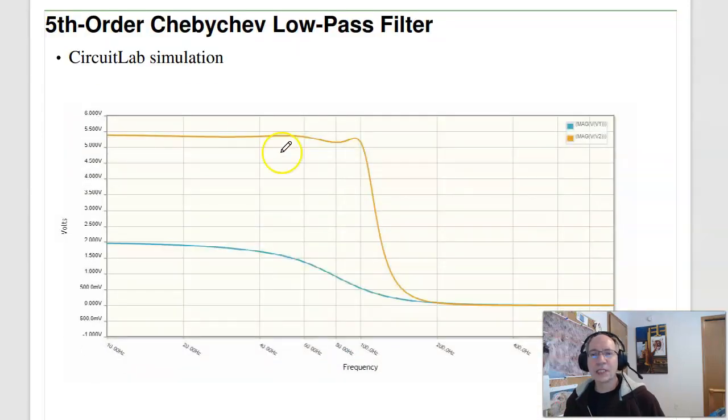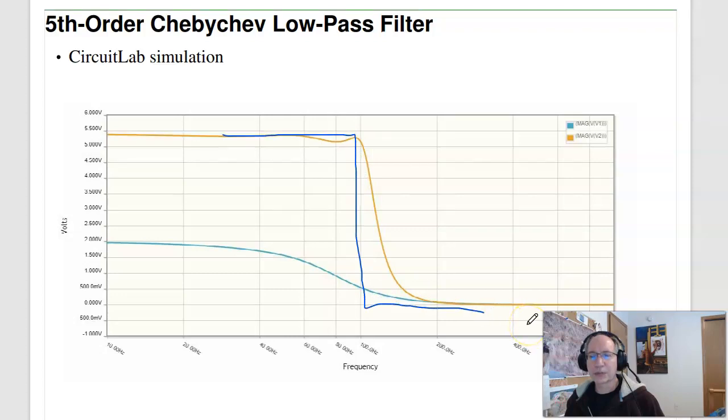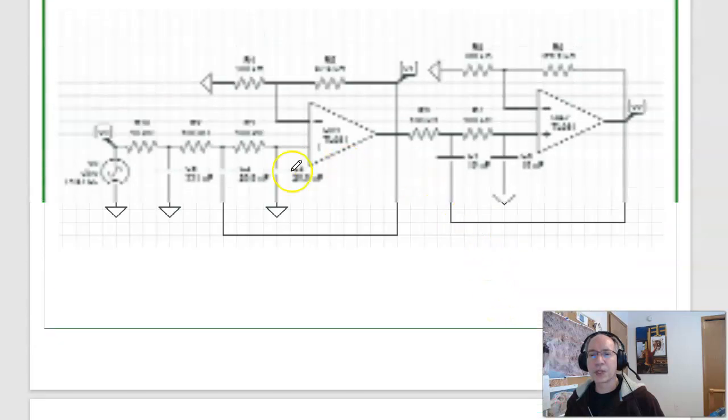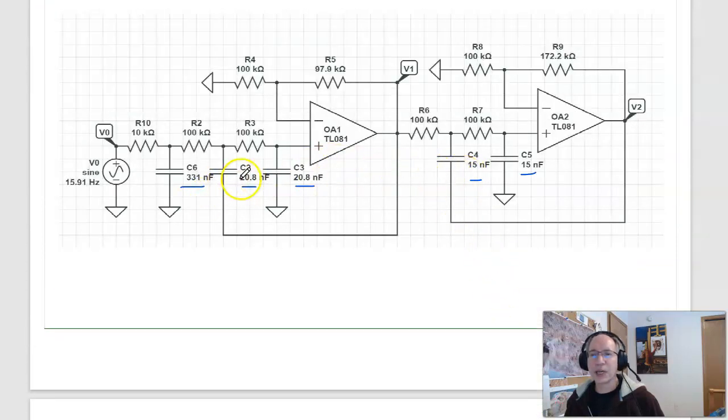And if you simulate that in CircuitLab, sure enough, at 100 Hertz, the gain is fairly flat out to 100, then drops off. So really, if you just design one circuit, you've designed them all. Just scale the capacitors to get a different value.